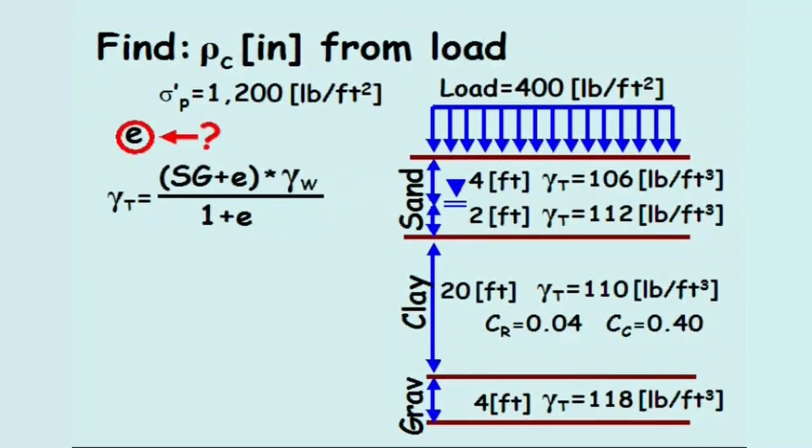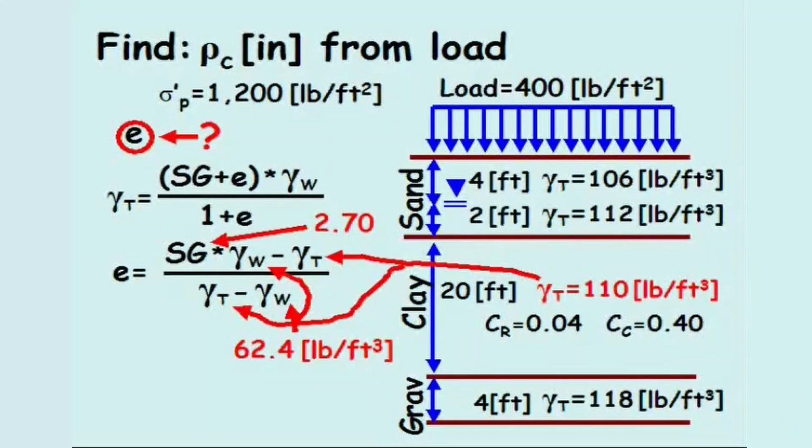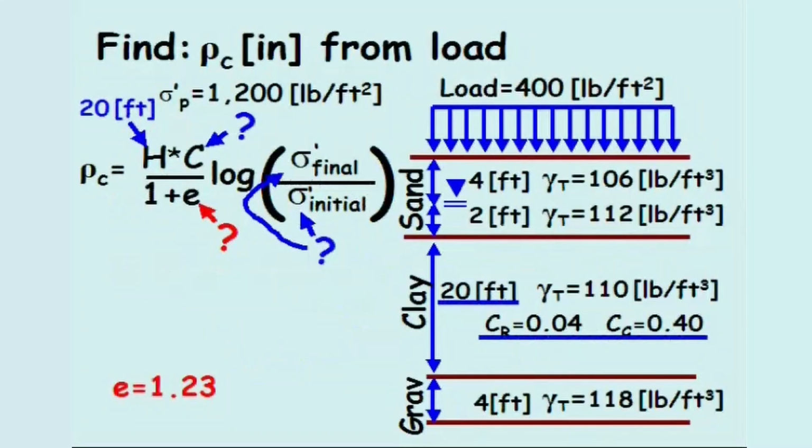From our equations, we know the total unit weight of a saturated soil can be determined from the specific gravity, void ratio, and unit weight of water. Solving for the void ratio and plugging in our known values, assuming the specific gravity of clay is 2.7, the initial void ratio computes to 1.23. Returning to our settlement equation, we can now plug in our void ratio.